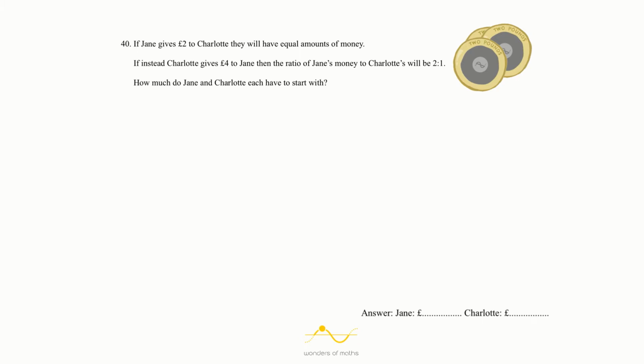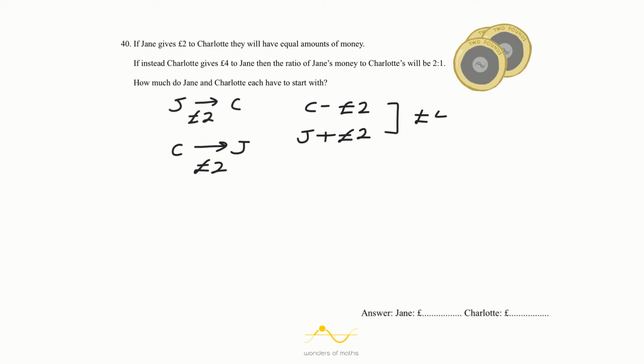We can work backwards here. Let's say Jane has given her £2 to Charlotte and they now have equal amounts. Now let's say Charlotte gave that £2 back to Jane. In this way, Charlotte would lose £2 and Jane would gain £2. Therefore, the difference between Charlotte and Jane is £4.